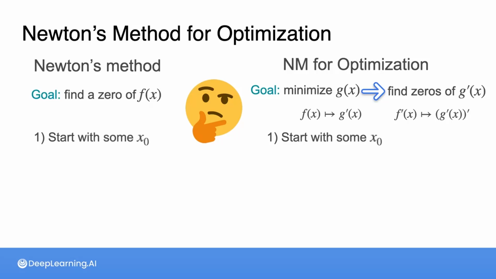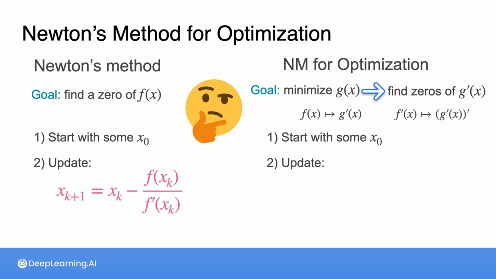For Newton's method, you start with some x0. Now, if I wanted to find the zero of f, what I have to do is update, and the step is xk plus 1 is xk minus f of xk over f prime of xk, where xk is my kth iteration and xk plus 1 is my k plus 1th iteration. Now in Newton's method for optimization, I have to do the same thing, except not with f, but with g prime.